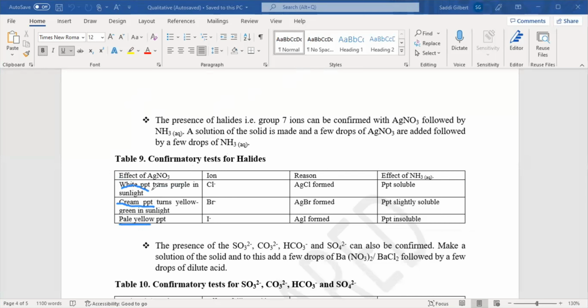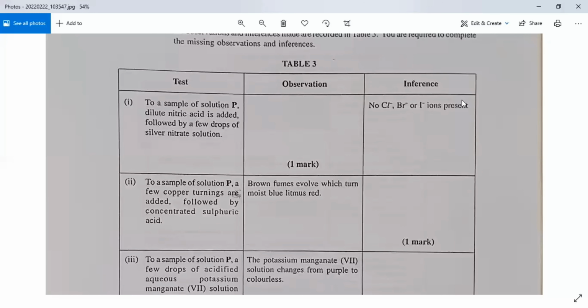So what does this mean? It means that once you're testing for a halide with silver nitrate and a halide is present, you must get a precipitate. See that? All of them produce a precipitate. But what does it say in the table? In the table, it says that no halide is present, which means that in my observation, I would have no precipitate. Because if a halide was present, I would get a precipitate. I would see a solid forming, whether it be white, cream, or yellow, but I would see something forming.